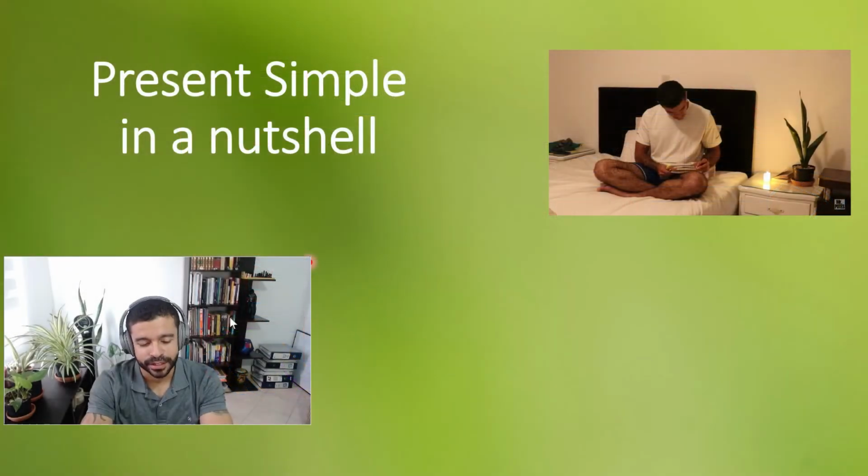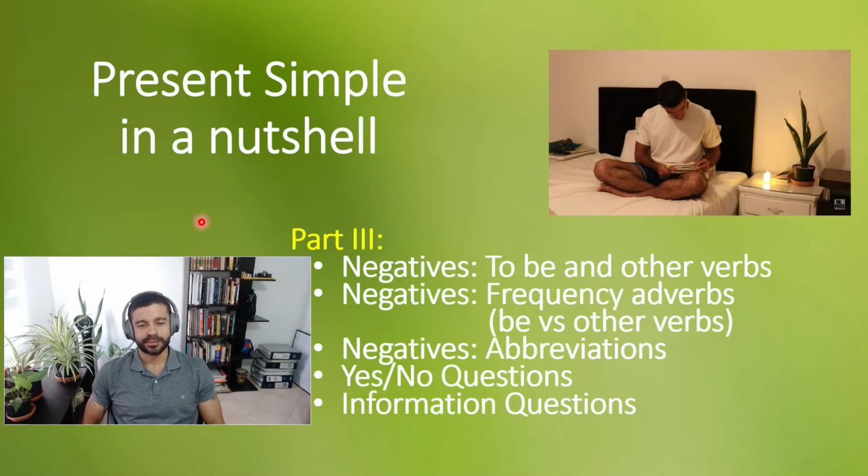Part 3 in this series. Today we're talking about negatives with the verb to be and other verbs, with frequency adverbs, the abbreviations of negatives, yes/no questions, and information questions.